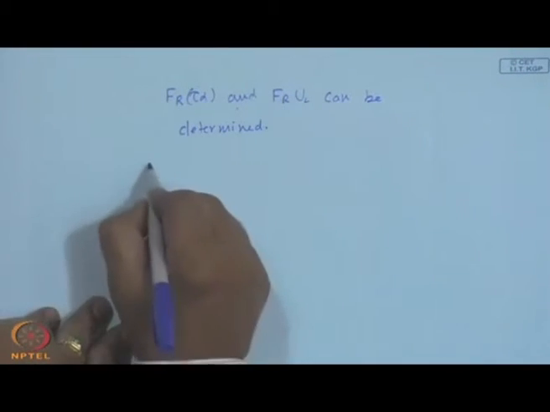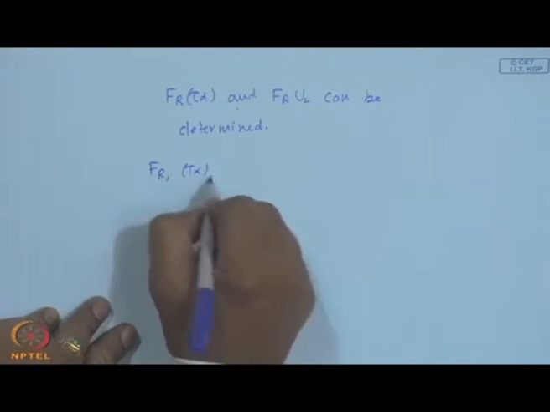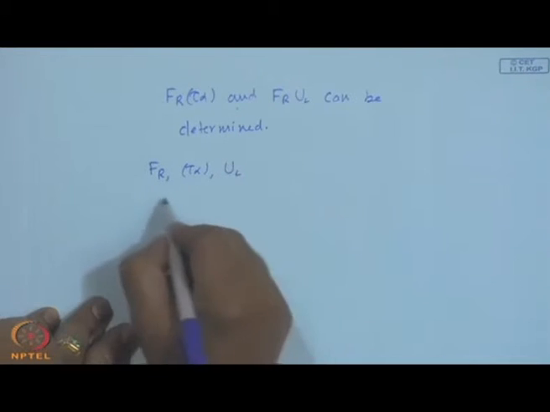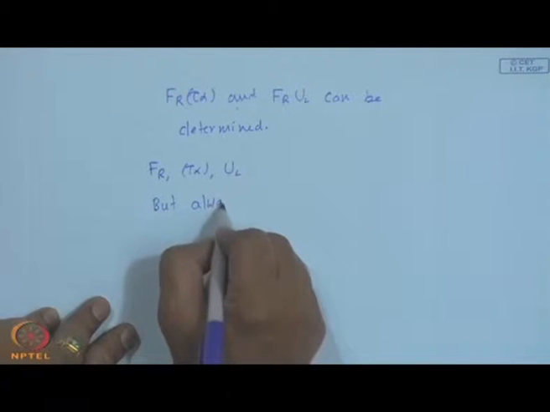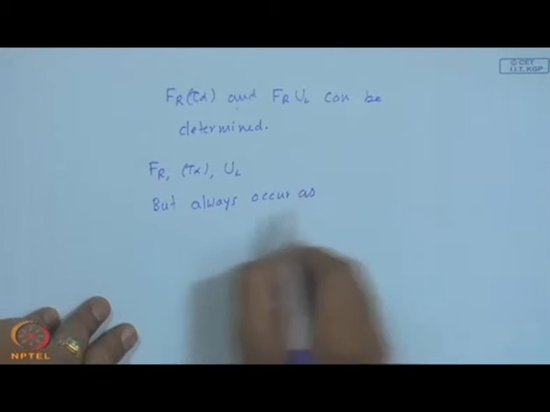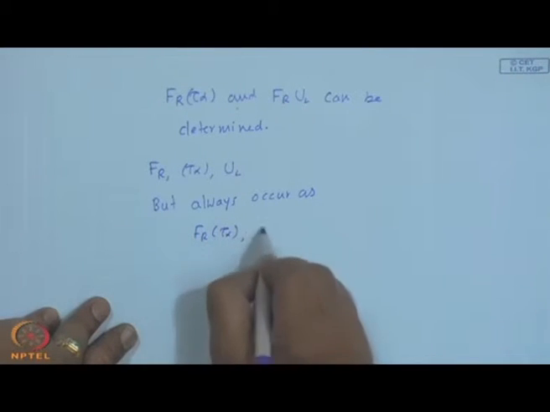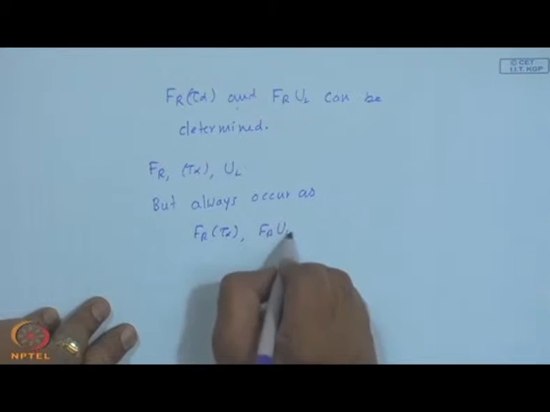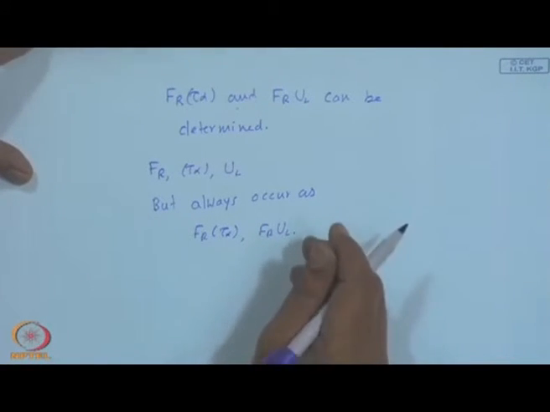Now, actually there are 3 parameters F_R, tau alpha and U_L, but they always occur as 2 products: F_R tau alpha product and F_R U_L product. So, the 2 parameters can be determined from the efficiency tests.